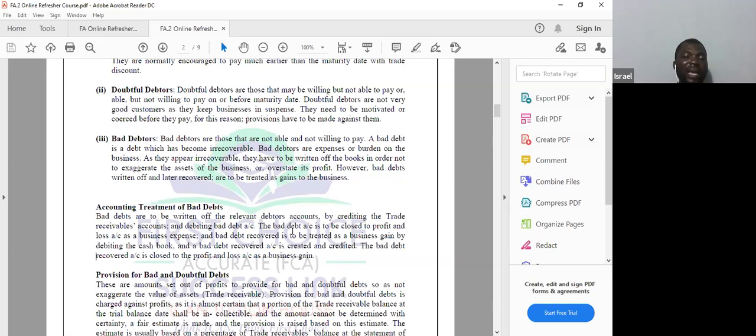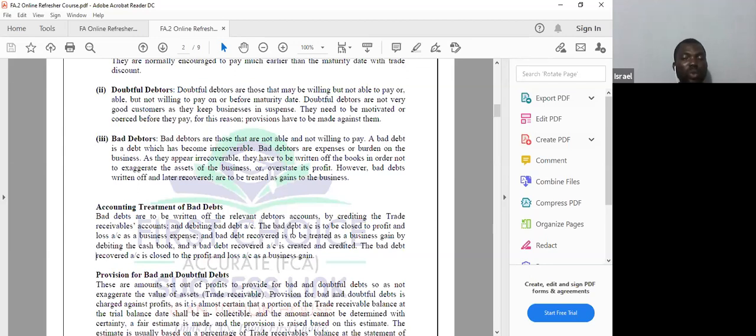Now, if there is a case that you have written off the bad debts, the amount of bad debts, to the profit or loss account, and you now recover the amount, what you do is that bad debt recovered, when you recover, is to be treated as business gain. So you treat it as business gain by debiting the cash book, because money is flowing in. The money that you thought would not come in again, a little of it came in. So you debit the cash book and credit a bad debt recovery account. That bad debt recovery account is other income. It is an example of an other income account, because you are going to credit it.